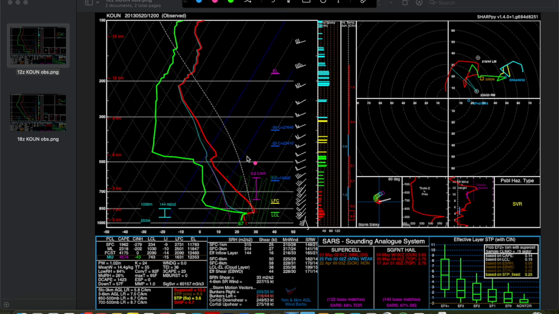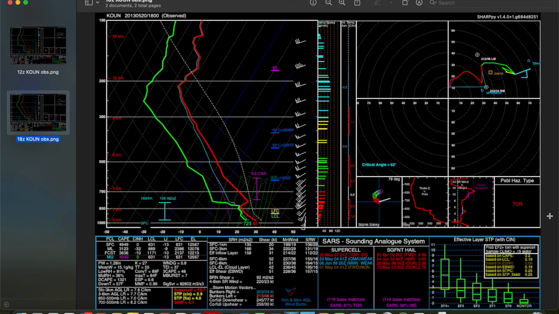Speaking of that moist layer, it was somewhat shallow to start the day, only extending up to about 900 millibars, up to that very stout cap associated with the elevated mixed layer. Lots of warm advection ongoing at this time as well, evidenced by the large looping low-level hodographs and the nicely veering low-level winds with height.